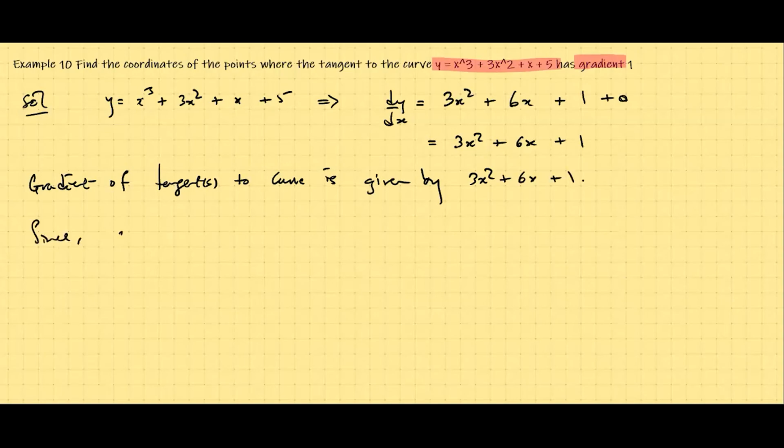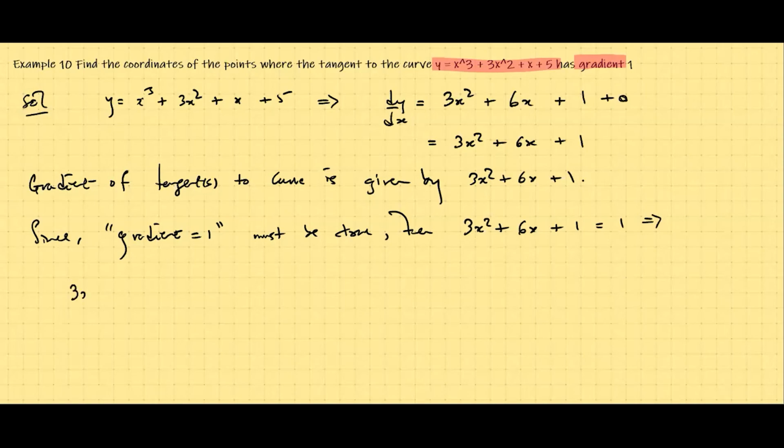Since gradient equals 1 is the special condition that we're working with, it must be true that 3x squared plus 6x plus 1 equals 1. And now we just solve this for x. We subtract 1 on both sides to get 3x squared plus 6x equals 0. This is a standard quadratic, and we need not go to the formula or completing the square here. We can just factorize the x out, and we can say x times 3x plus 6 equals 0.